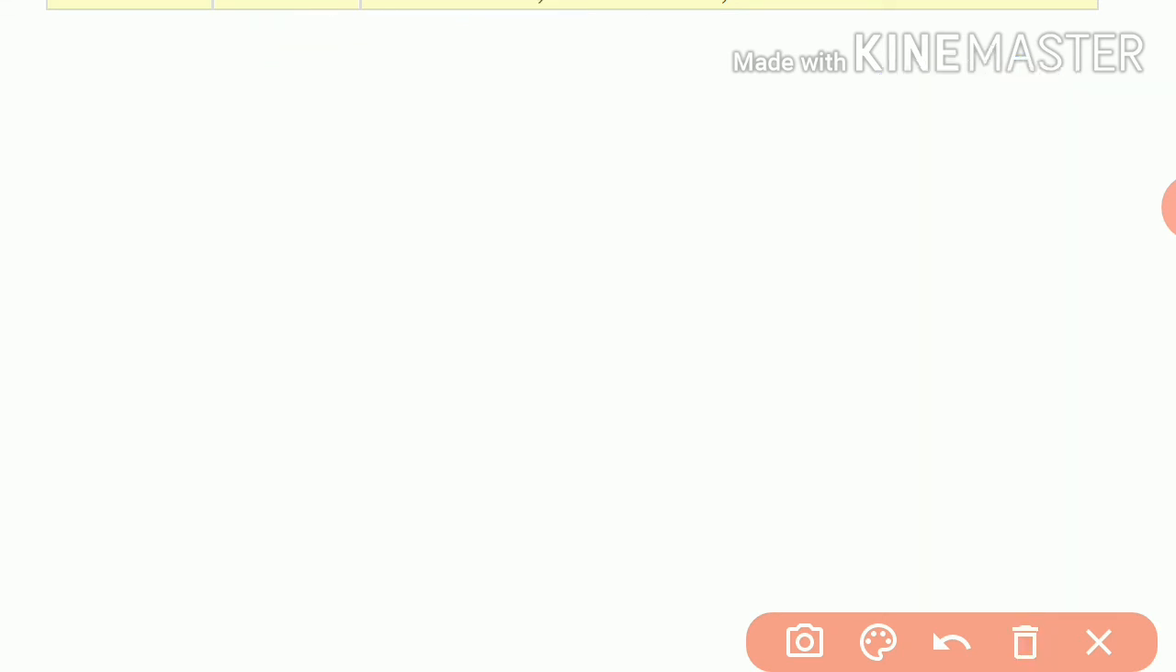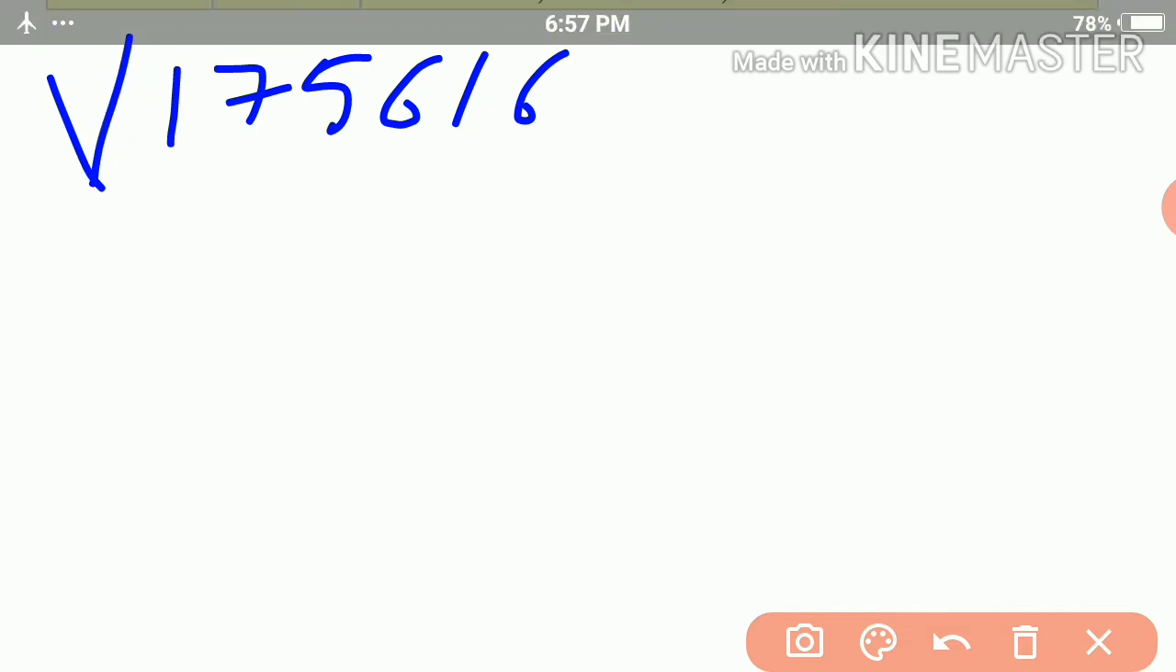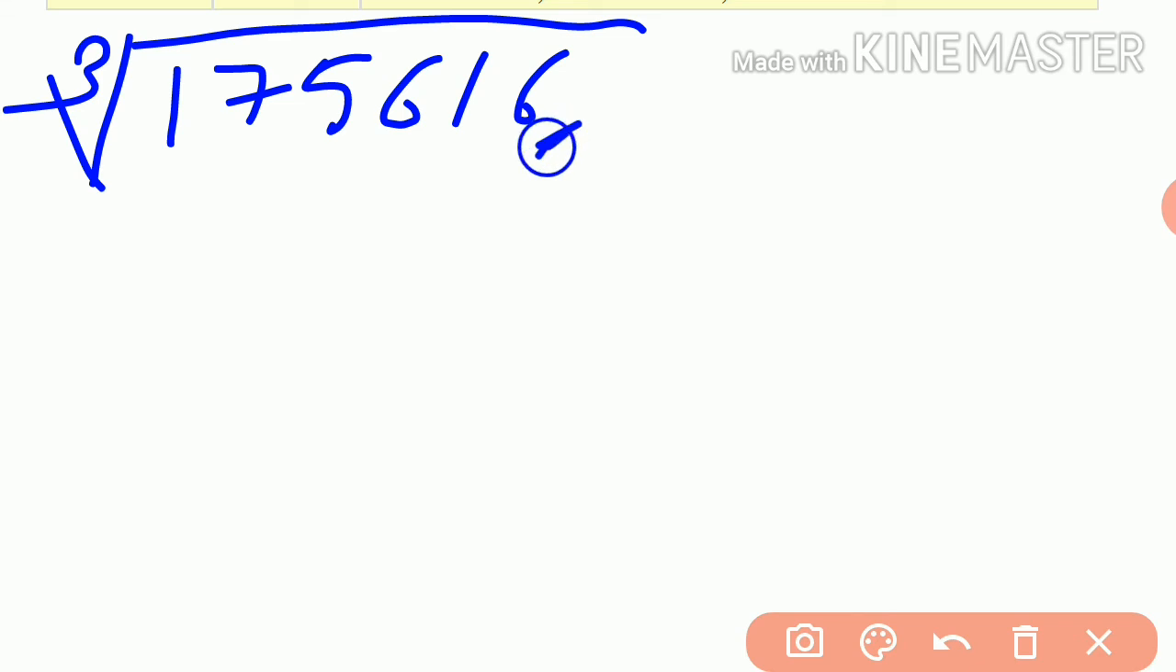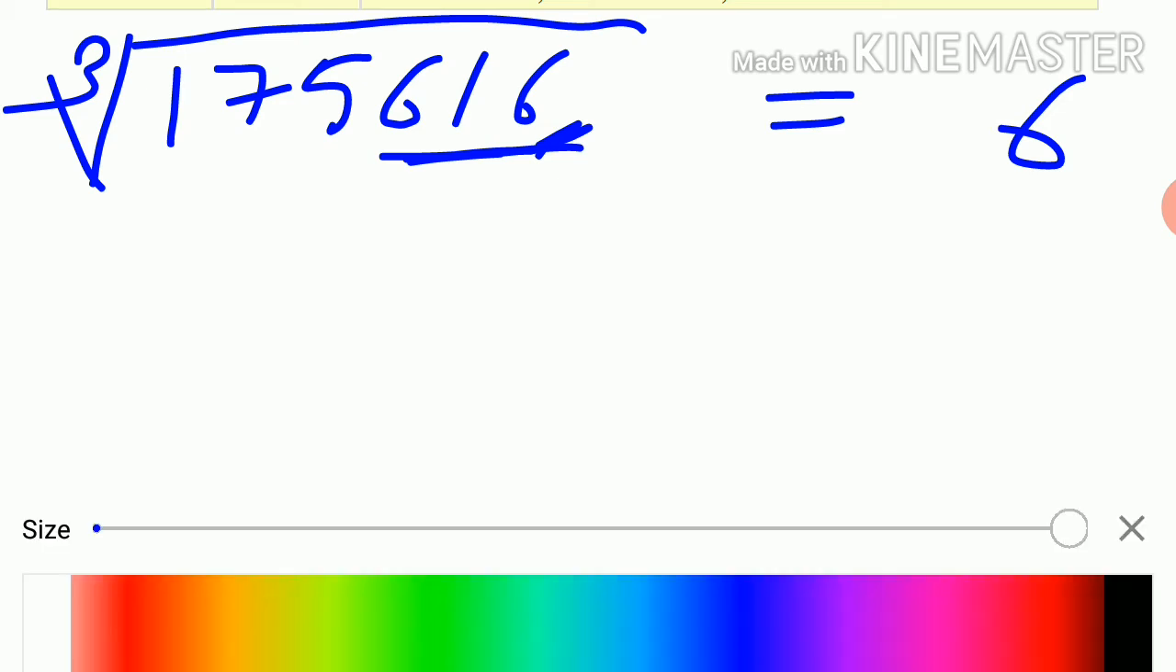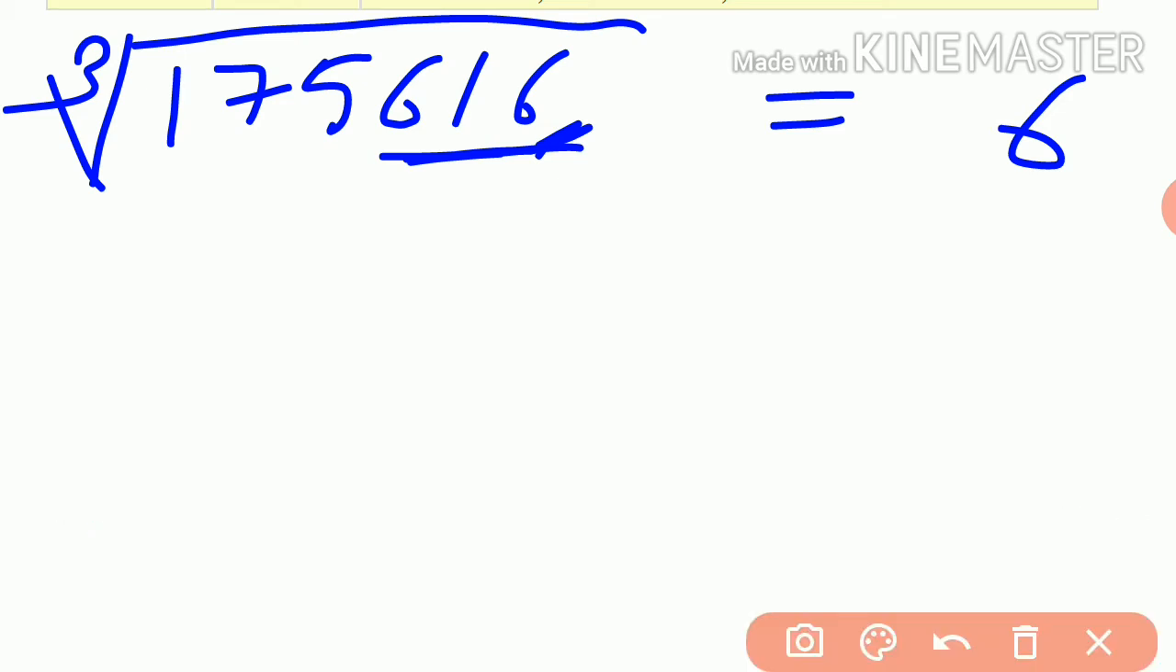Let's take the next example. Suppose a number is given, 175,616, and find the cube root of this number. Here the units digit is 6, so from the table 6 corresponds to 6. We will write 6 here and leave these three digits, and then we will check between which two numbers this number lies.